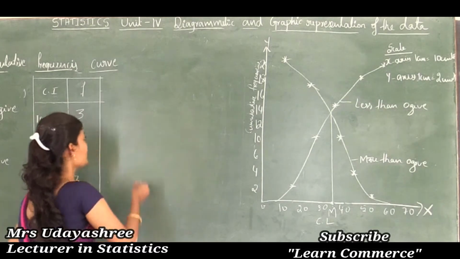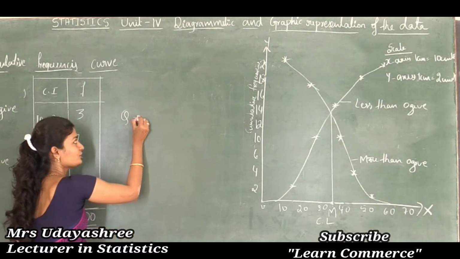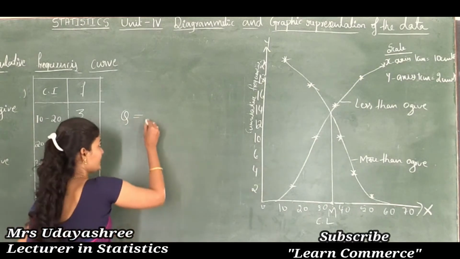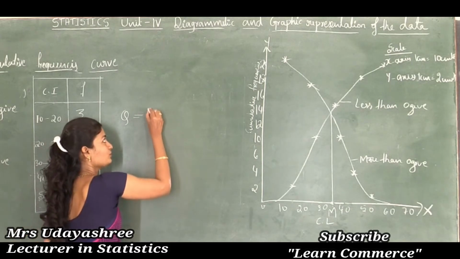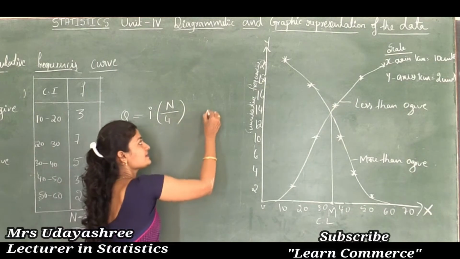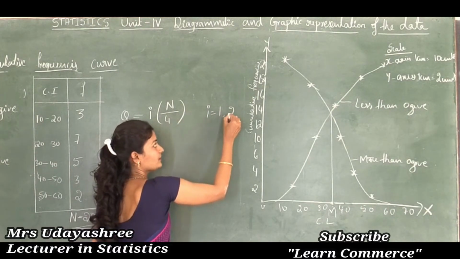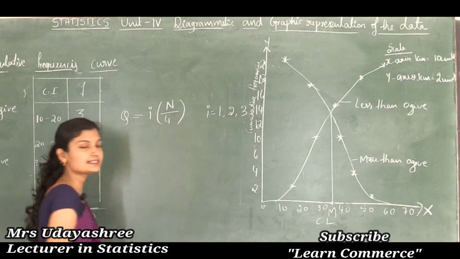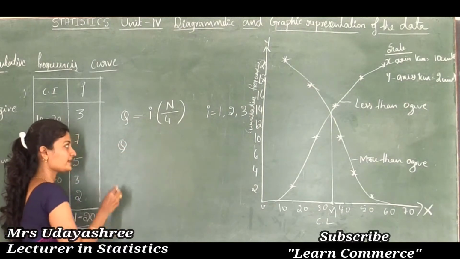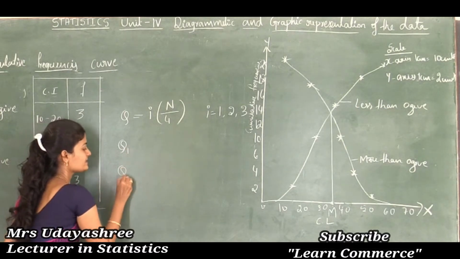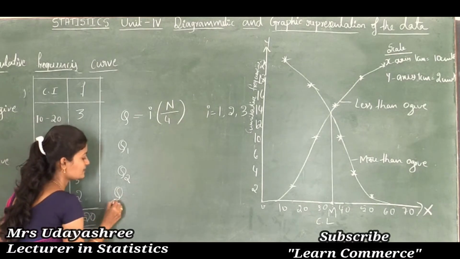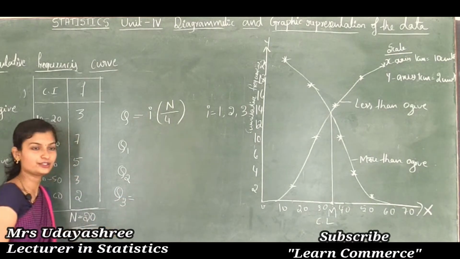And we know that quartile is denoted by Q. To locate a quartile from this graph, we can use the formula Q_i is equal to i into N divided by 4. Here i is 1 or 2 or 3. In the sense, there are 3 types of quartile: the first quartile is denoted by Q1, the second quartile by Q2, and the third quartile by Q3.